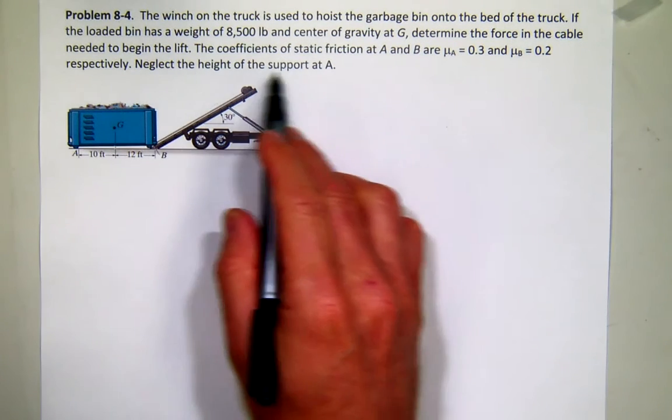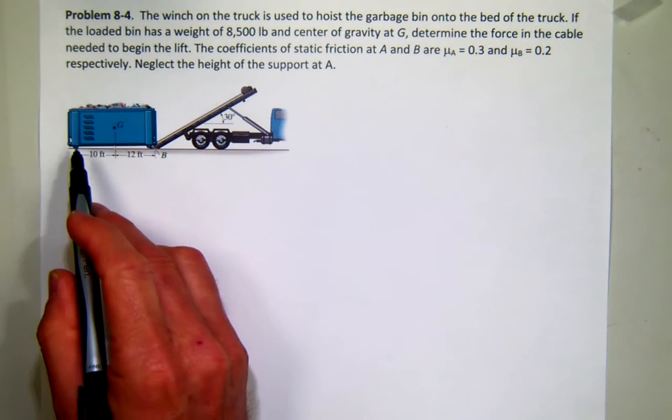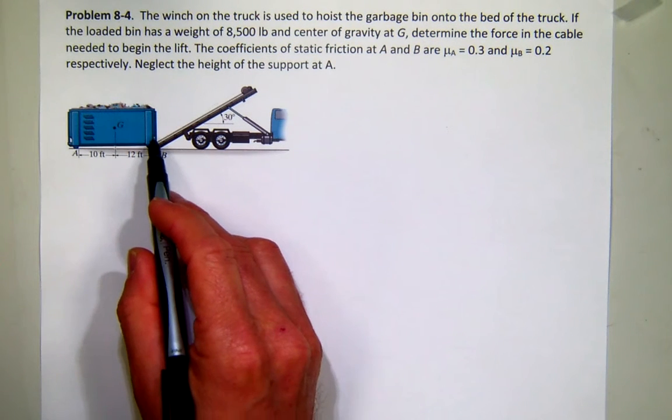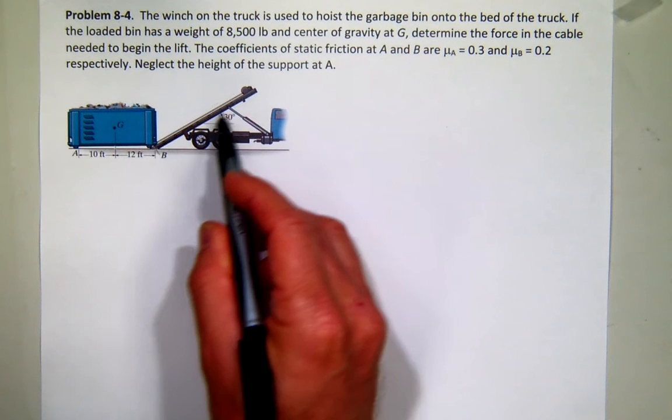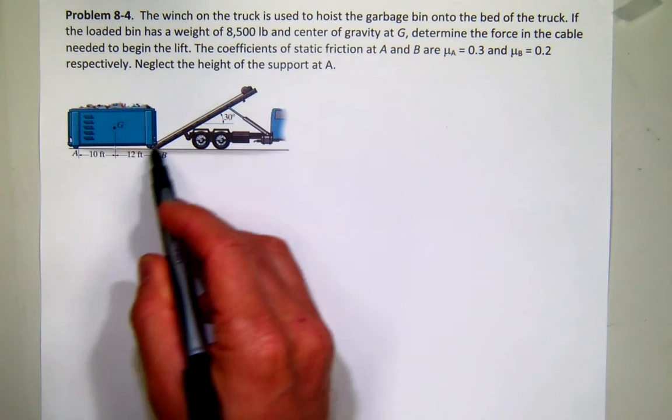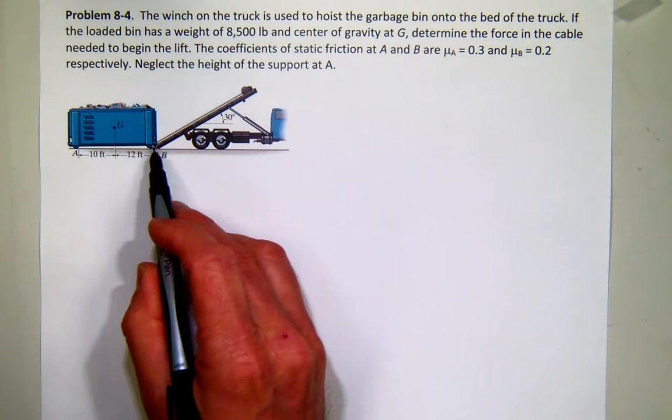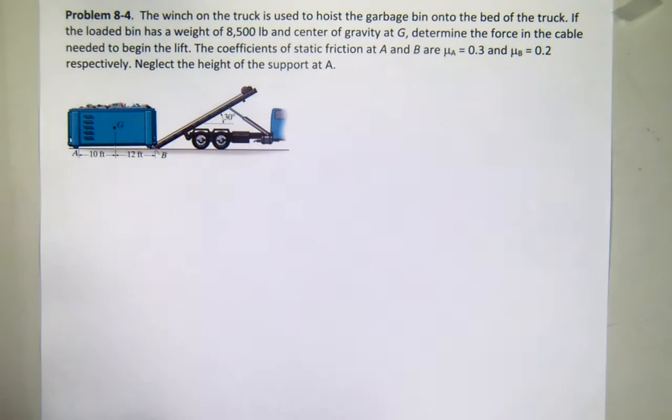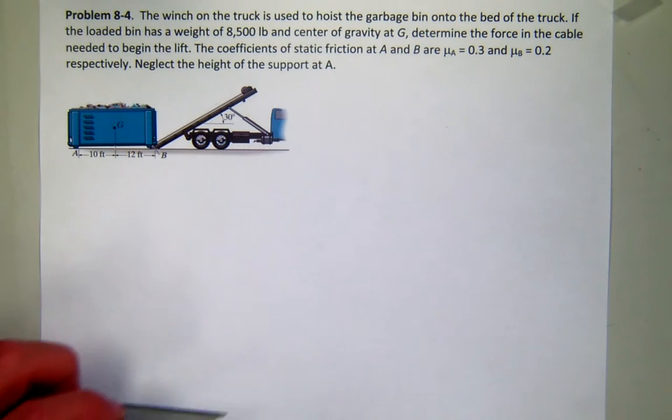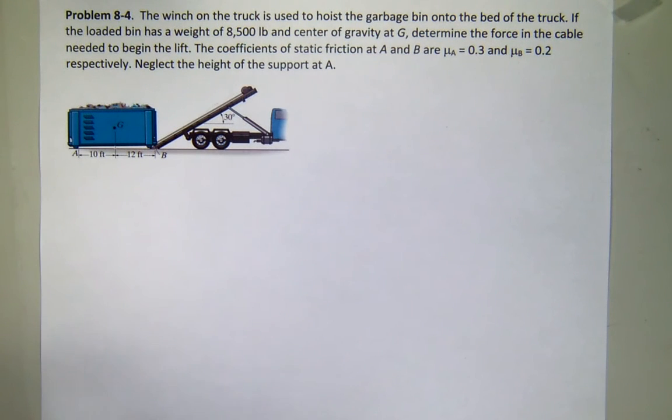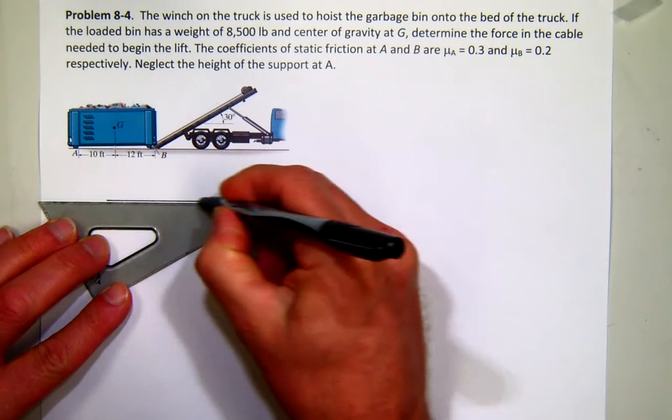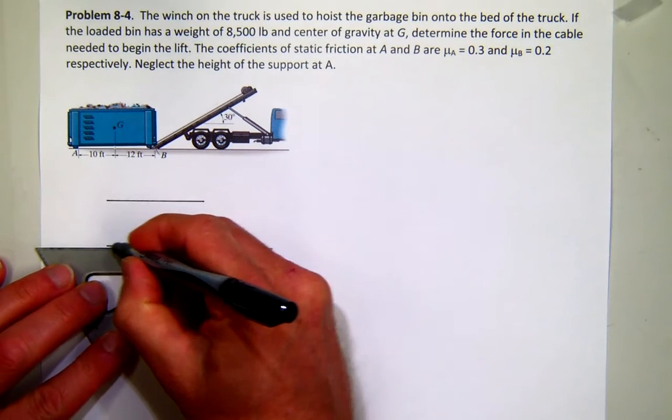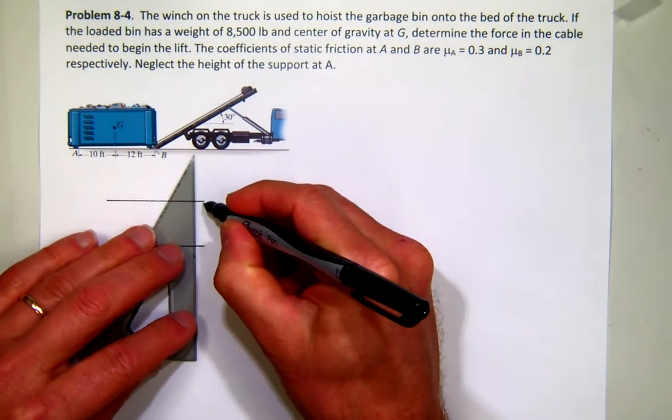You're supposed to neglect the height of the supports at A. And the one thing we need to notice is just as the garbage bin contacts the truck bed, the normal force will be perpendicular to the truck bed. So I'm going to draw the free body diagram of this thing. I'm going to start by looking at the garbage bin.